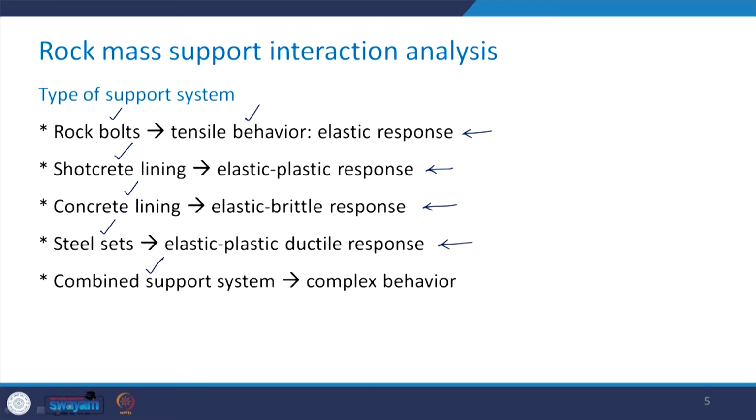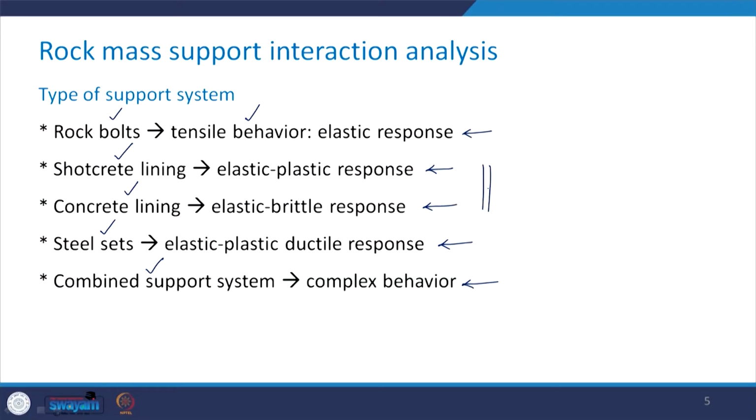If the requirement is such that we have to install more than one type of support system in the same tunnel, that is called a combined support system, and the behavior is quite complex in this case. We really cannot say whether it is going to be elastic, elastoplastic, elastoplastic ductile, or any of these which have been listed here. It is going to be a complex behavior.